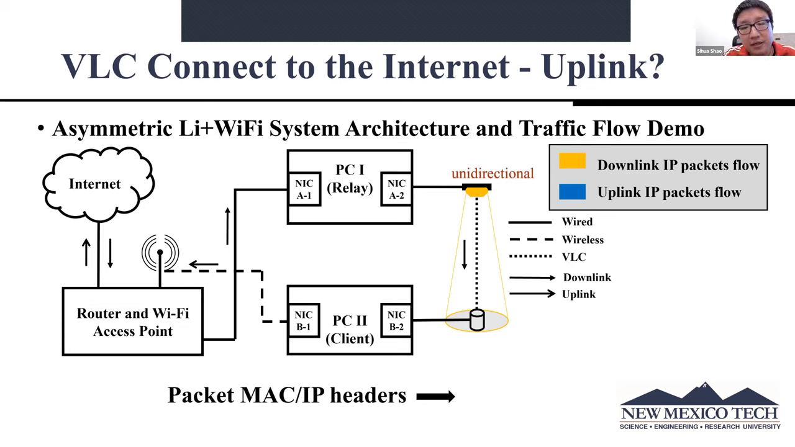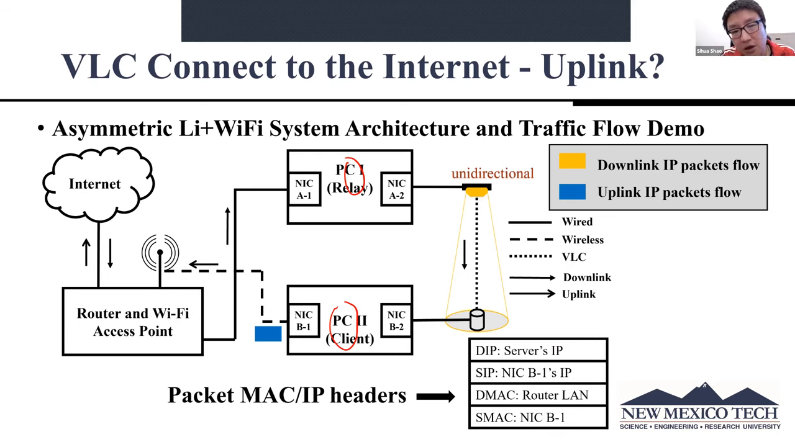We have a client, which is PC2. This one is going to connect to the internet. PC1 is the one that is driving the light source. We use software to drive the light source. And the packets, first of all, go out from PC2, the client, which is this blue one.